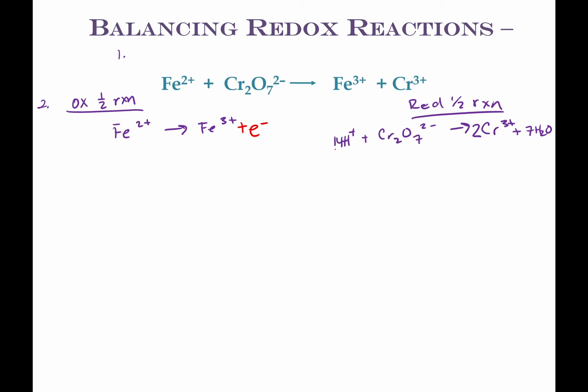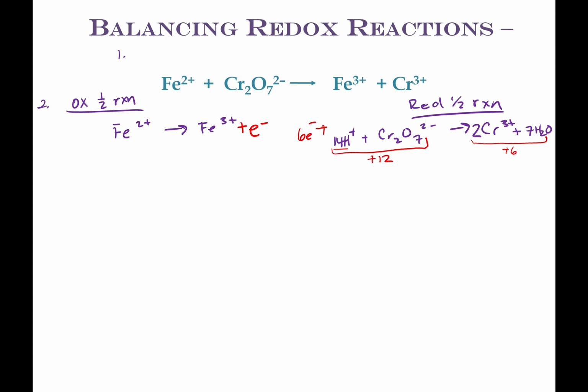Now here we have 14 plus -2. So this is 14 plus -2 is +12. Over here we have 2 times 3 plus is +6. So these do not need to equal 0, they just need to equal each other. So on this side we're going to add 6 electrons.